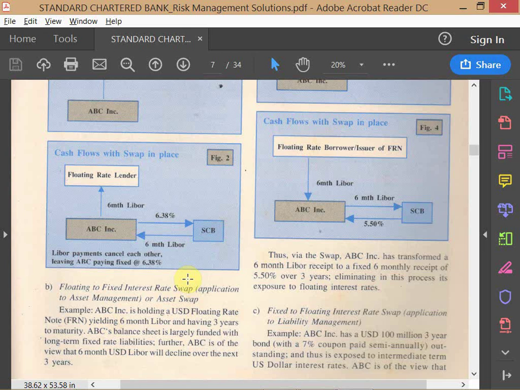Now, look at this floating rate lender, figure 2 of page 7. This is, let's say, the consortium of banks which has managed their FRN for Intel. Replace ABC with Intel. They have borrowed money from this.